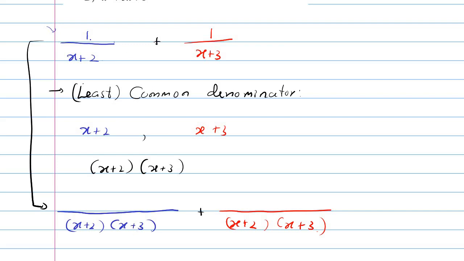So how do you do that? Well, the simple thing you need to do is multiply this by x plus 3. If you multiply the denominator by x plus 3, you see that it turns into this common denominator.